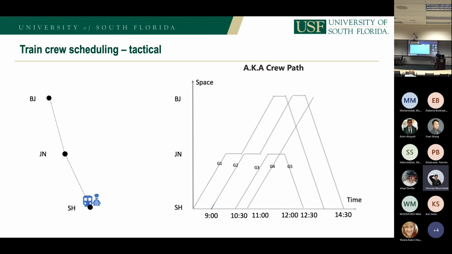So crew scheduling is trying to find the crew path. What does this mean? This means the crew stays at JN, but some other crews drive the train to the next station. And the train comes back, and the crew comes back. So we have such a crew path. And the crew scheduling problem is to plan the minimal number of paths to cover all the time space.